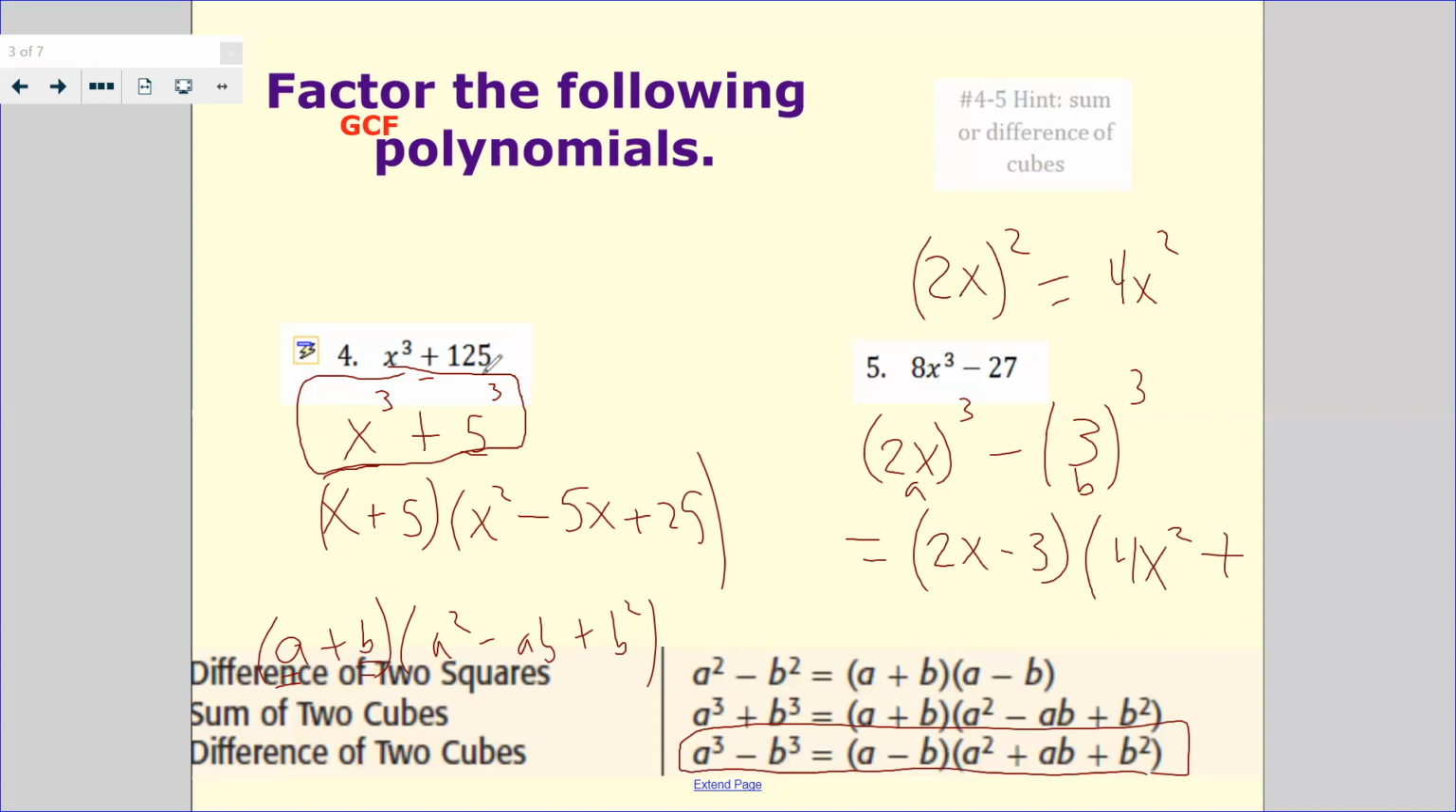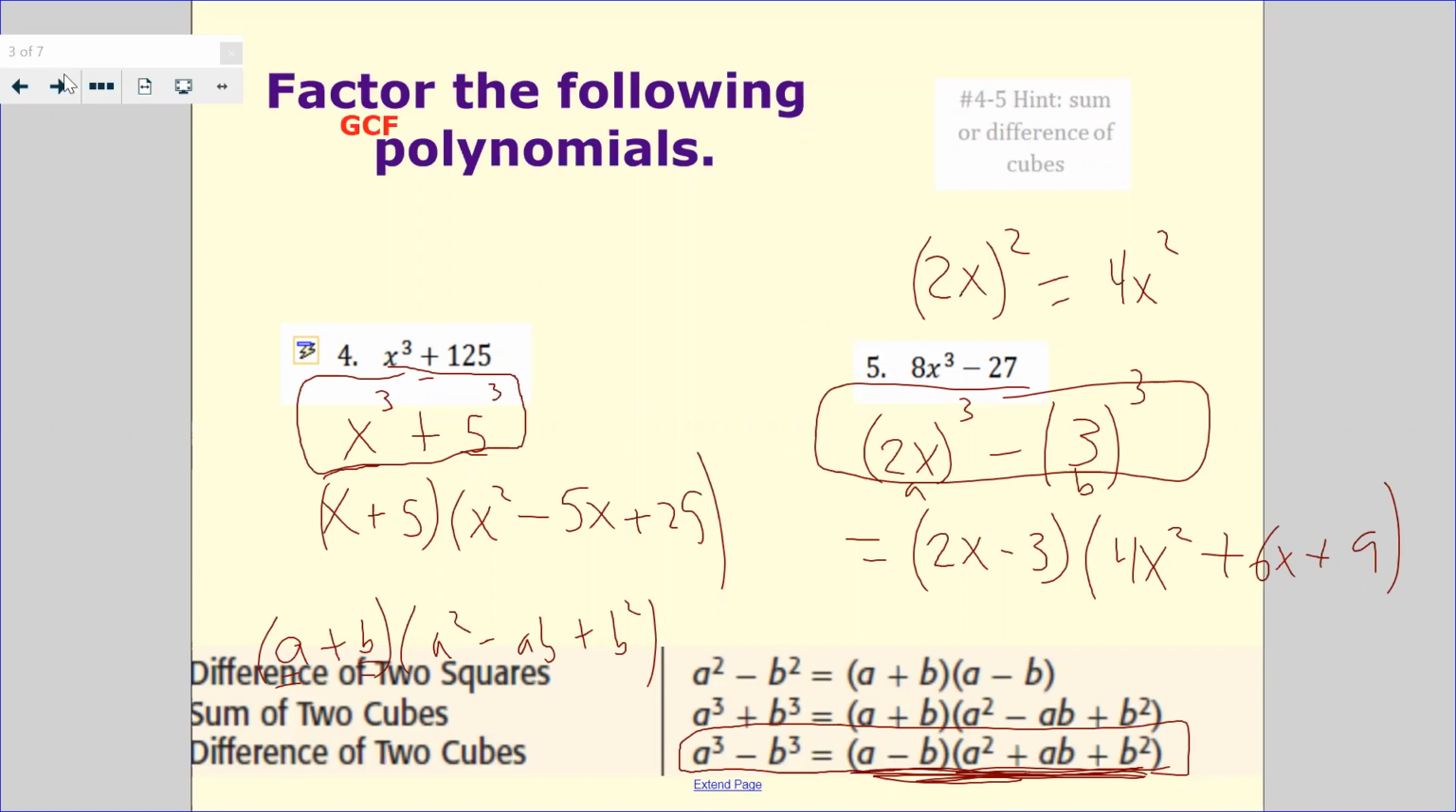Plus ab, well, that's really 2x times 3. So that is 6x. And then b squared would be. Notice I'm getting the signs from the formula here. I'm not worried about anything up in this area. I'm looking at the signs from the formula because those will always be the same. Okay, so there's two examples of factoring with the sum and a difference of cubes.